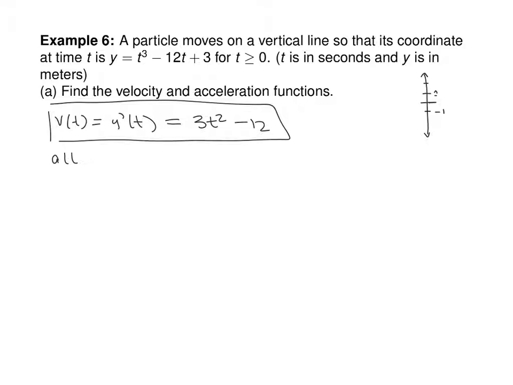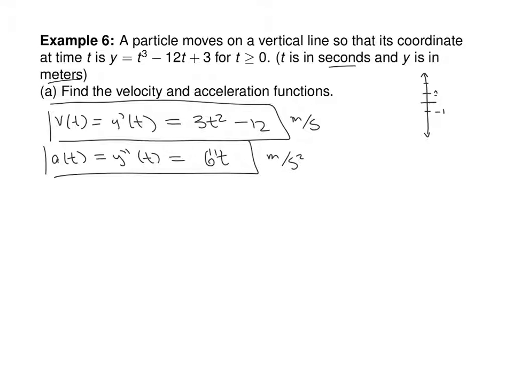The acceleration function is the second derivative, which is going to be 6t. Sometimes my hand has a mind of its own. Okay. What would the units of the velocity function be? t is in seconds, y is in meters. So velocity would be meters per second. What would the units of the acceleration function be? Meters per second squared.